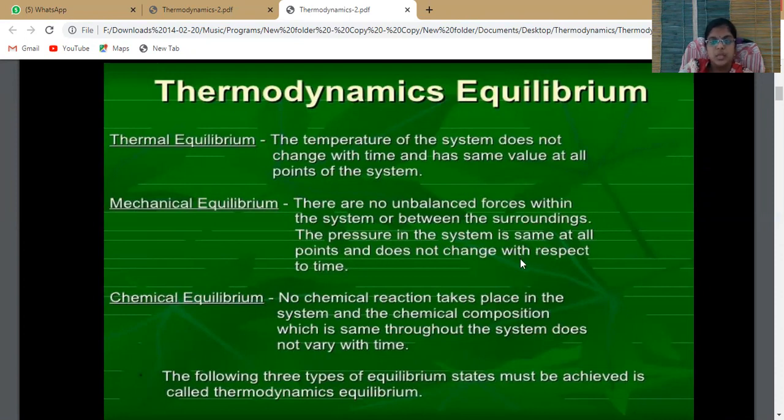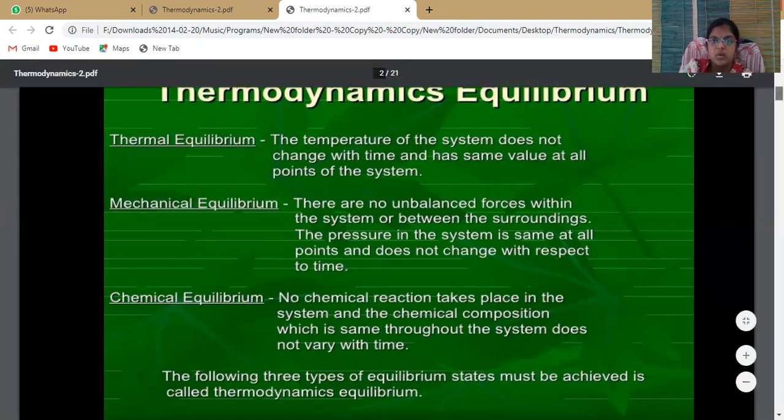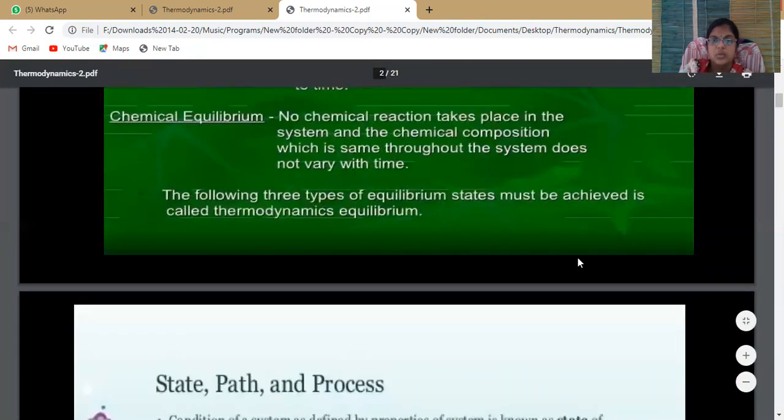Chemical equilibrium. What is chemical equilibrium? No chemical reaction takes place in the system, and the chemical composition is the same throughout the system and does not vary with time. For example, if we consider water, what is the chemical composition of water? That is H2O. After some time, it is H2O, and after 1 hour, it is still H2O. So the chemical composition does not change. That means it is in chemical equilibrium. So the above are the three types of equilibrium states that must be assured for thermodynamic equilibrium.